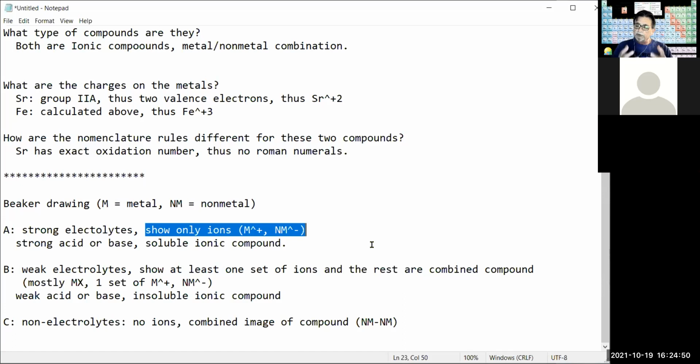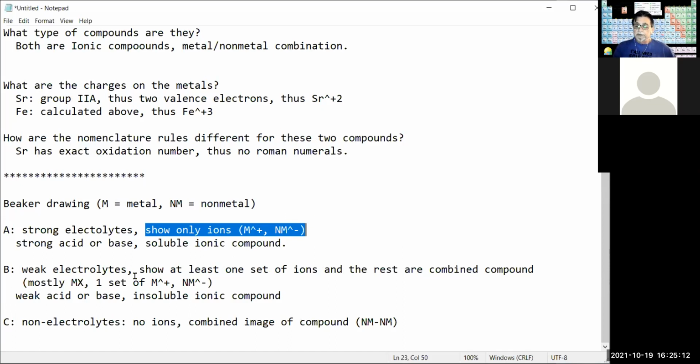Therefore, when we want to demonstrate a strong electrolyte, or a strong acid, or a strong base, or an ionic compound that is defined as soluble in water, we show it with nothing but ions. That's it. And nothing is combined. They're all separated in their own separate charge.